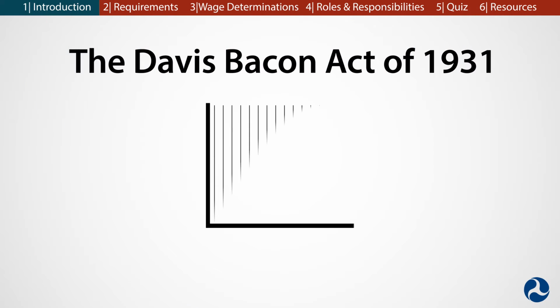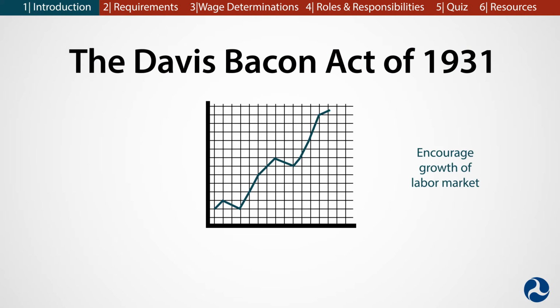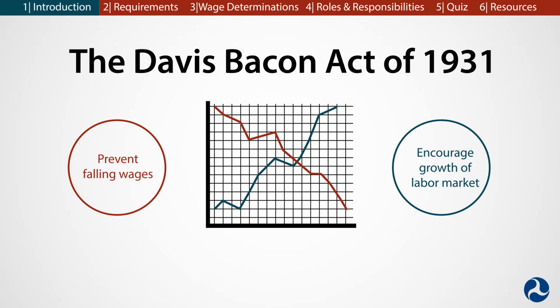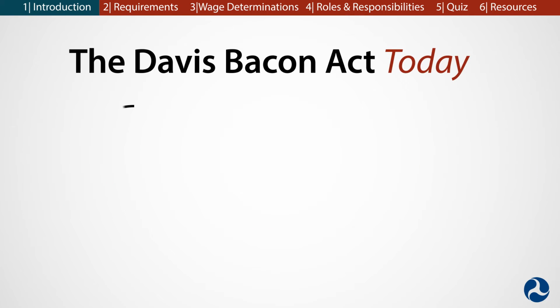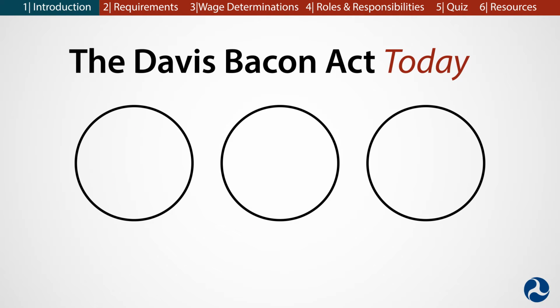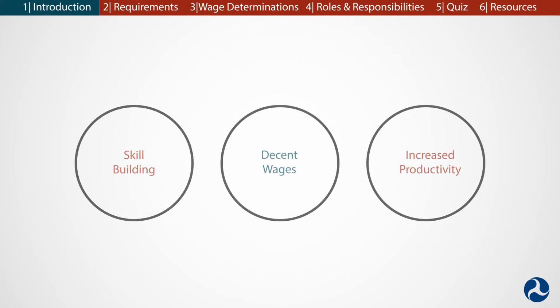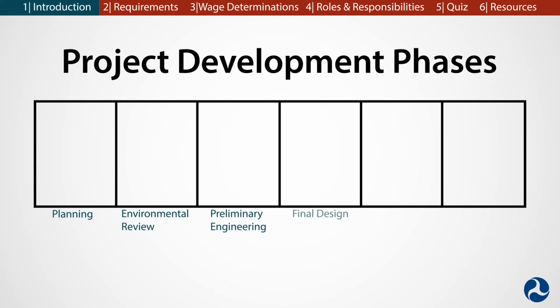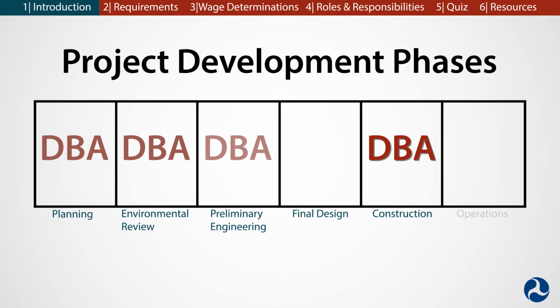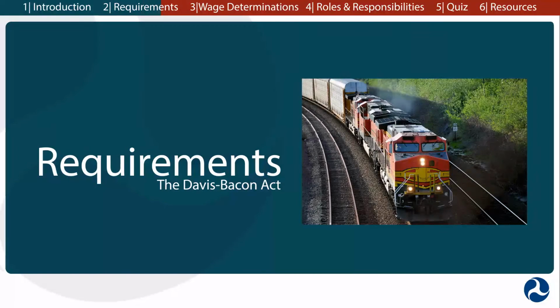The Davis-Bacon Act of 1931 was passed as a way to encourage the growth of the labor market while preventing falling wages during the Great Depression. Today, the DBA ensures that laborers and mechanics are paid decent wages, which builds skills and improves productivity. While the Davis-Bacon Act applies to wages paid during the construction phase of a project, it is important to keep Davis-Bacon in mind while developing and honing your project budget in the design phases of project development. Now, let's talk about the DBA's requirements.